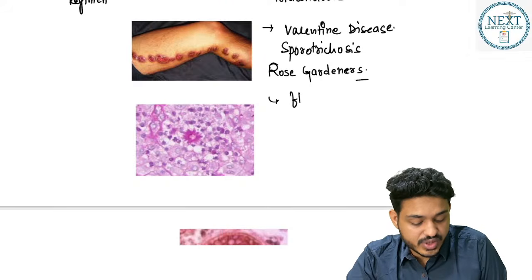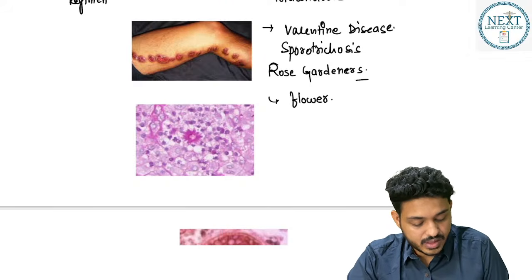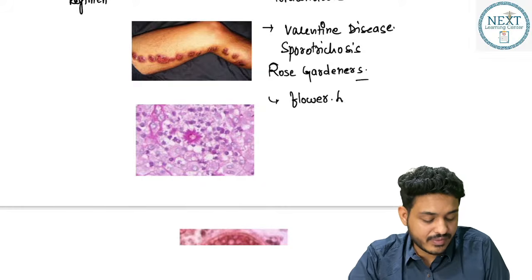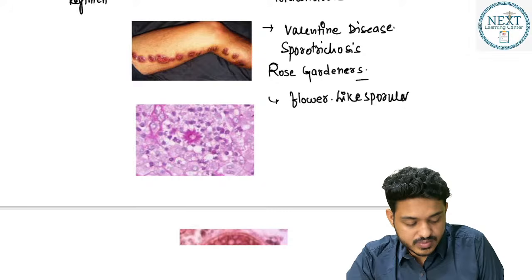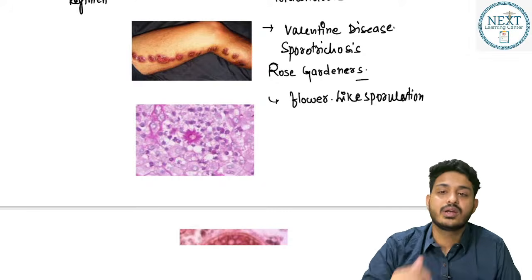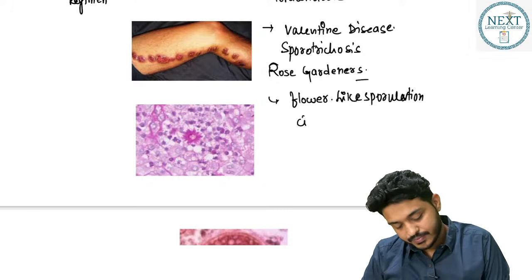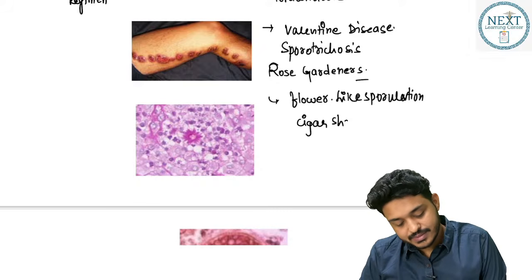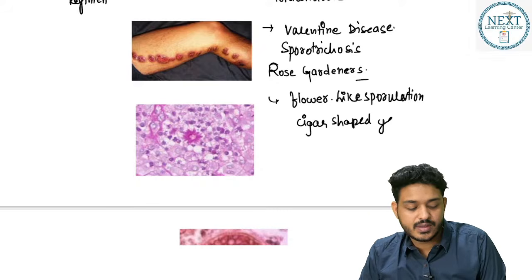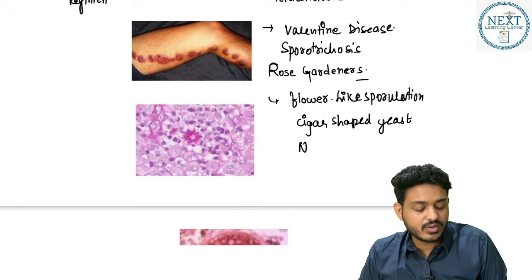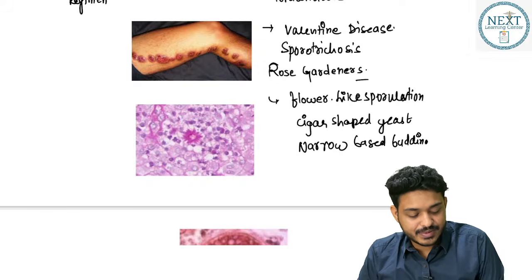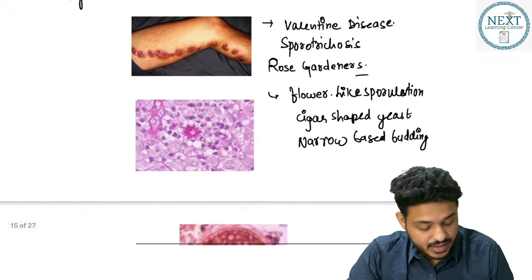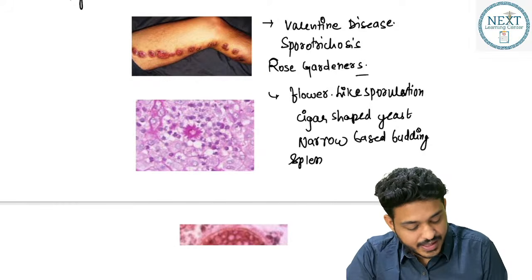What kind of sporulation is going to be there? It is a dimorphic fungus, so you will have flower-like sporulation. Sporulation, remember the story, right? What kind of yeast does it have? Cigar-shaped yeast, right? How will the budding be? Narrow-based budding. I will tell you how to remember. Narrow-based budding is going to be there, and which bike is it? Splendor hopefully.